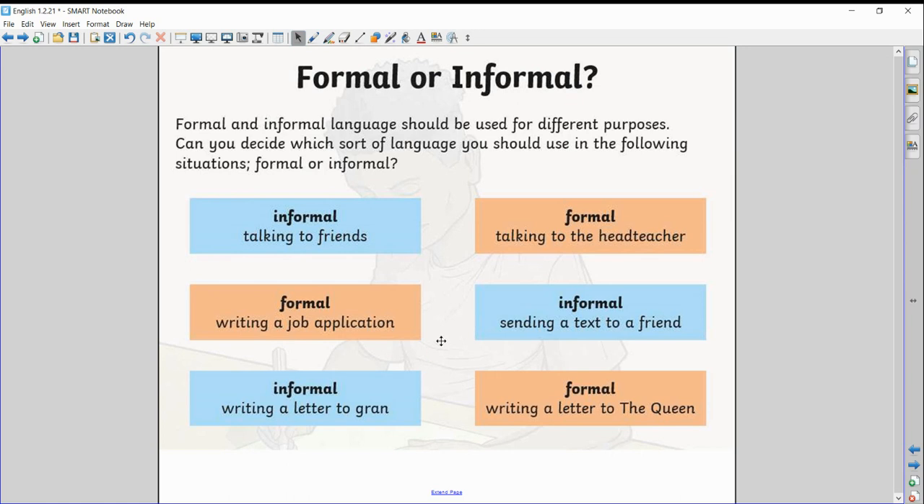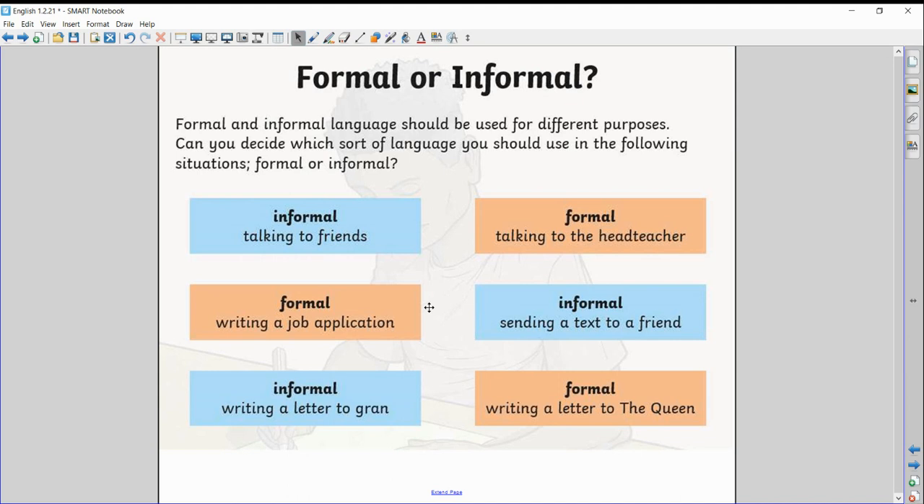Times when you might use formal language, talking to the head teacher. If you were talking to Mr. Thompson in the corridor, you would greet him with a hello, Mr. Thompson. You wouldn't say, all right, mate, how are you doing? Because that would not be an appropriate way to talk to the head teacher.